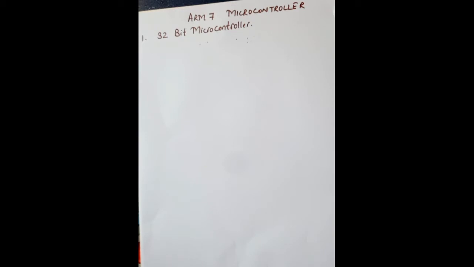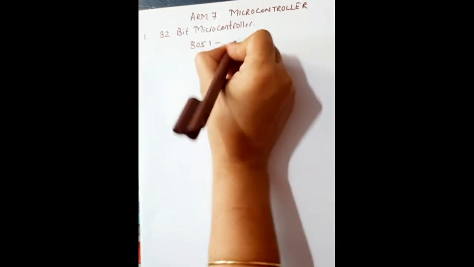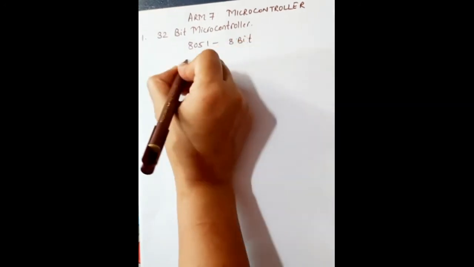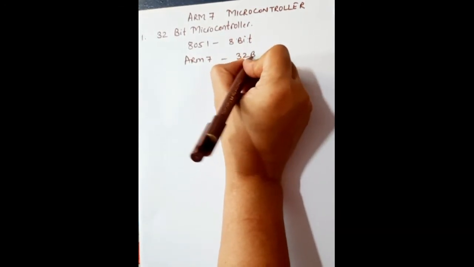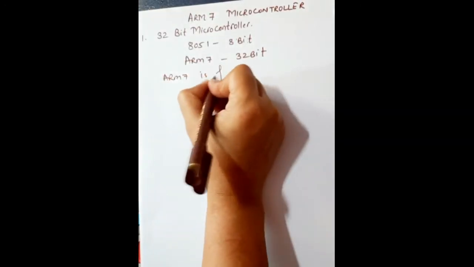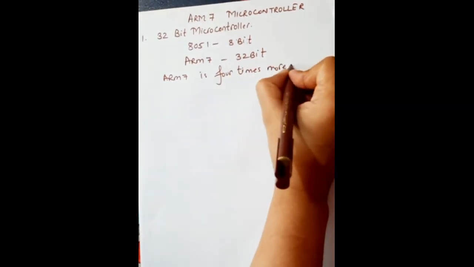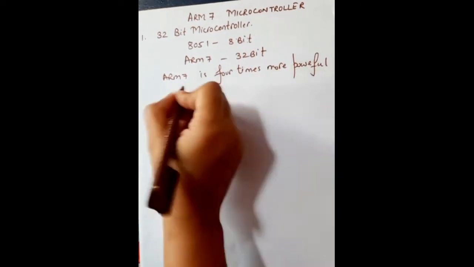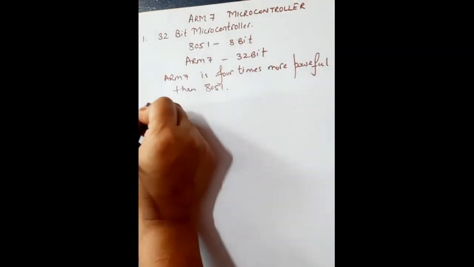Let us discuss first the features of ARM7. The first feature is that the ARM7 microcontroller is a 32-bit microcontroller. The 8051 microcontroller is an 8-bit microcontroller, whereas ARM7, which is an Advanced RISC Machine, is a 32-bit microcontroller. So this means ARM7 is 4 times more powerful than 8051.